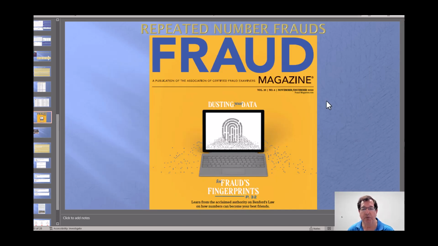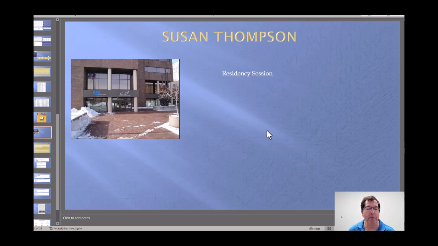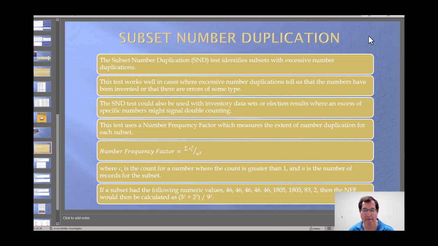We have another case where duplicate payments are used as part of a fraud scheme. You can see there, this was my article in the November-December issue of Fraud magazine. We will talk about this again on our residency day. If I look at my calendar here, June 23rd, it's coming up. On residency day, we will also talk about the Susan Thompson case. So hold your horses, it's coming up.